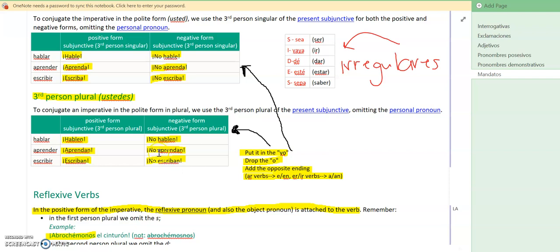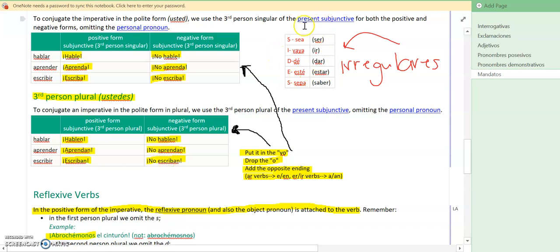What is the only difference between usted and ustedes commands? You can see here there is no n, and here there is an n. So the only difference is with ustedes commands, you add an n. And luckily, positive and negative commands are exactly the same. You can see that they're formed exactly the same way, and the only difference is that you add a no.